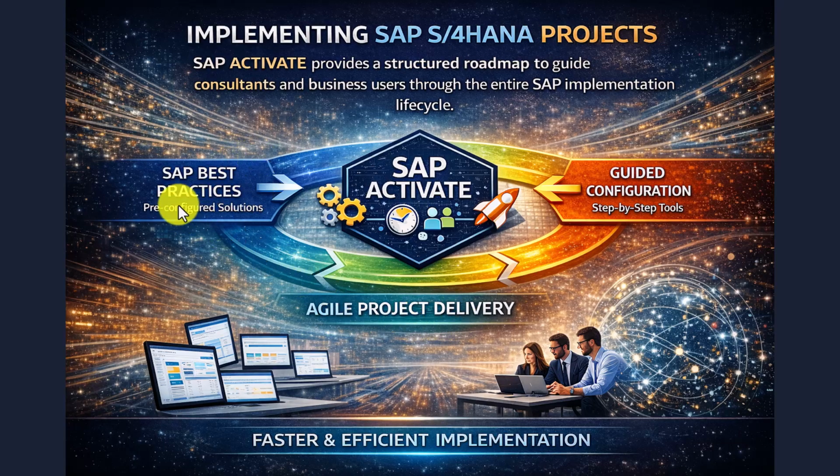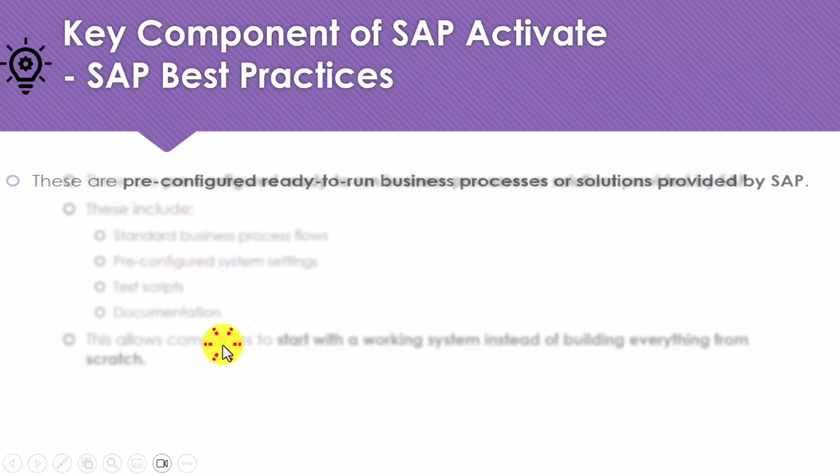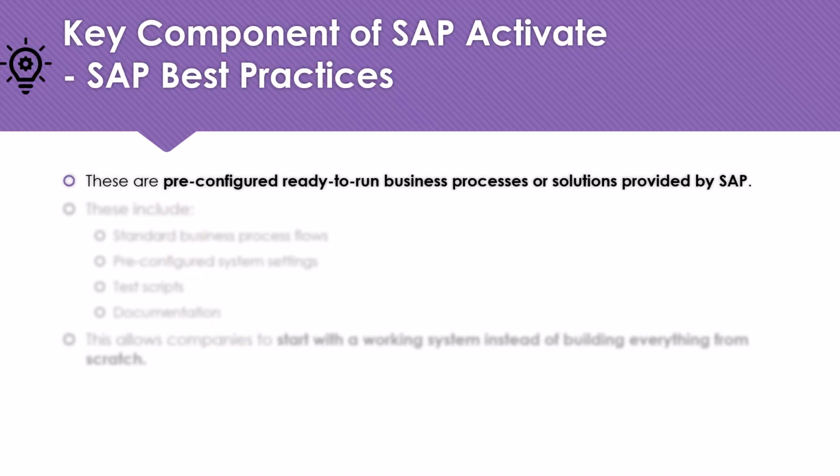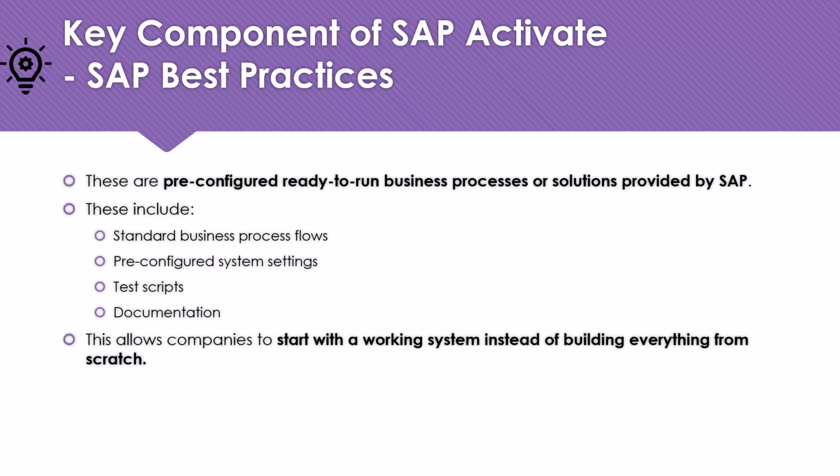So, what are SAP best practices? These are pre-configured, ready-to-run business processes or solutions provided by SAP. These include standard business process flows, pre-configured system settings, test scripts, documentation. This allows companies to start with a working system instead of building everything from scratch.